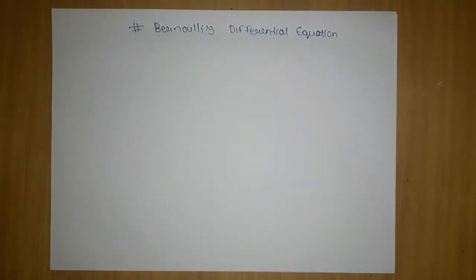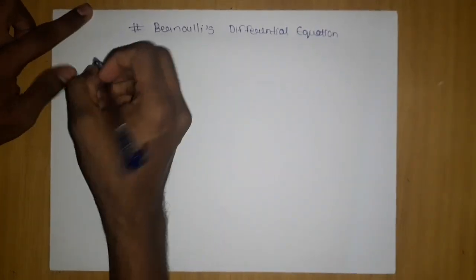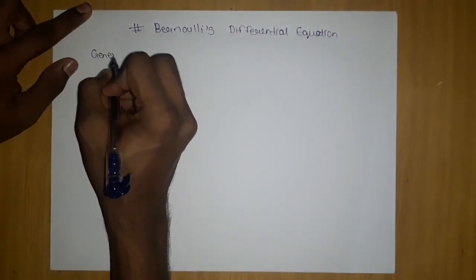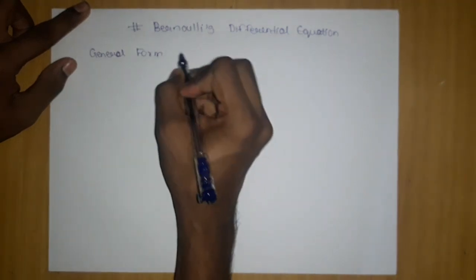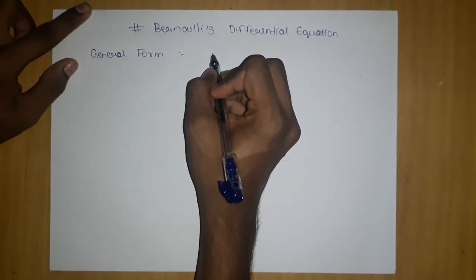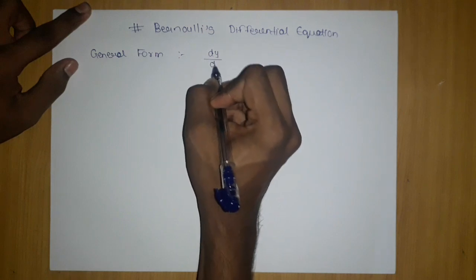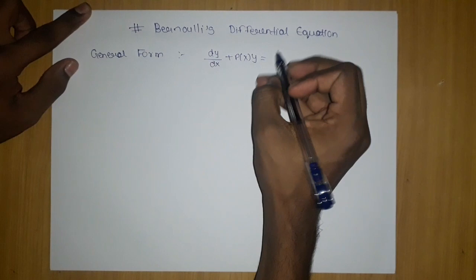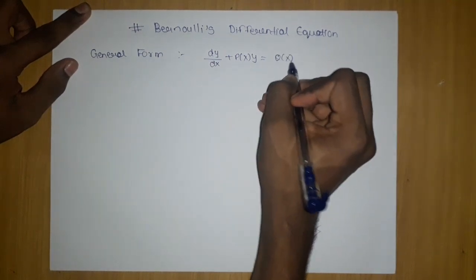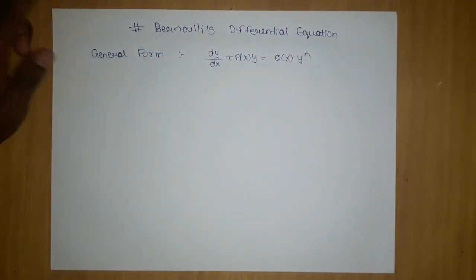So the thing which you should know is its general form. You have to remember its general form. It will be available in this format: dy/dx plus p of x into y equals q of x into y power n.